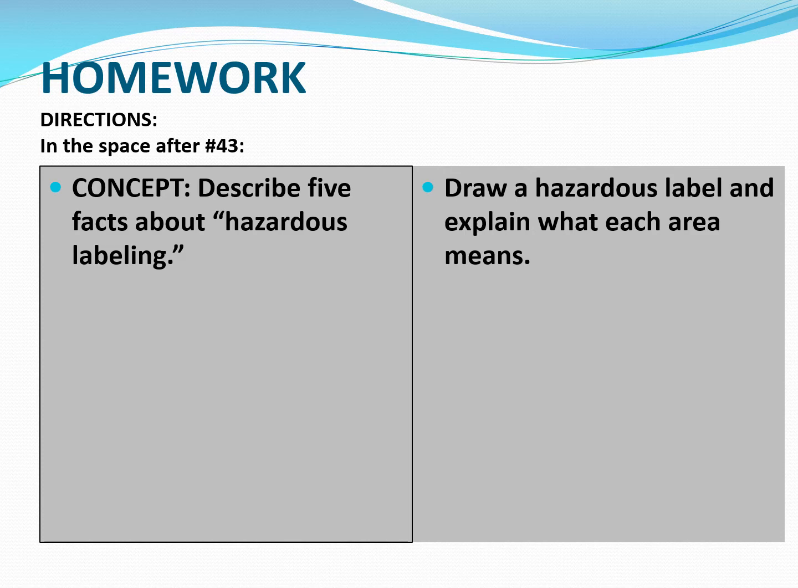You want to be able to describe 5 facts about hazardous labeling in your own words. So pause this, and then I'm going to give you some hints, and then you fill this out in the space in your paperwork, okay? And then you want to draw a hazardous label and explain what each area means. Make sure you draw that hazardous label out, the diamond shape, and then explain what each label means. So pause this, practice it, then come back to it and see if you're getting close. But you want to be able to do this on your own in your own words.